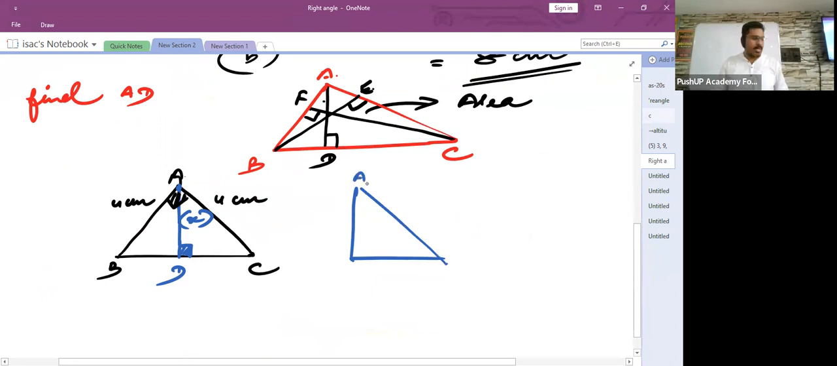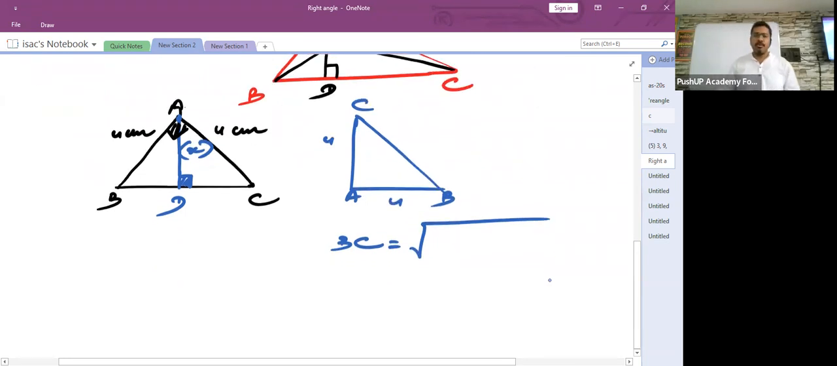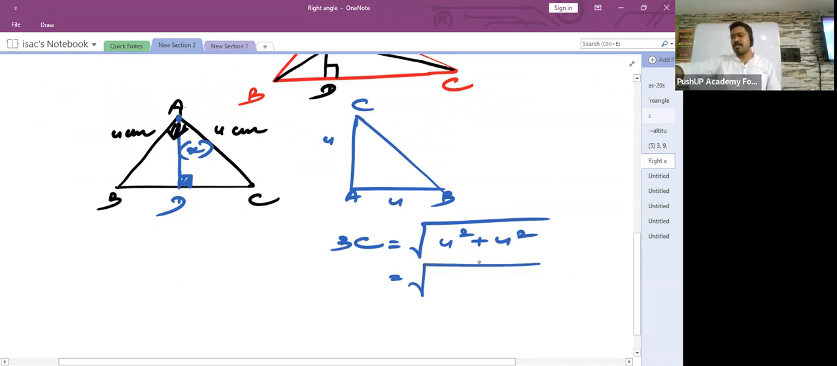Okay, this was the original diagram. This was A, this was B, and this was C. How much was AB? 4. How much was AC? 4. So children, if I ask you how much is BC, then by applying Pythagoras theorem, you will get the value of BC. 4 square plus 4 square, that is equal to square root of, how much is the answer, children? 16 plus 16, which is equal to square root of 32.